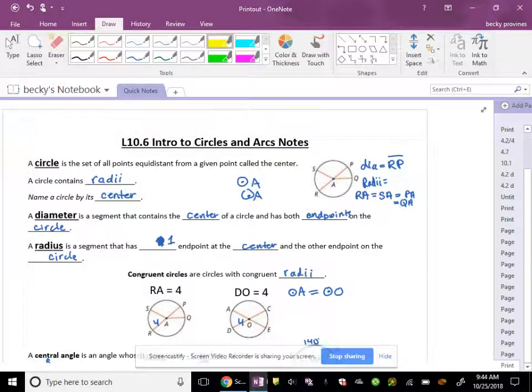Hi, today we're going to go over lesson 10.6, the introduction to circles and arcs. So first we're going to talk about a circle.